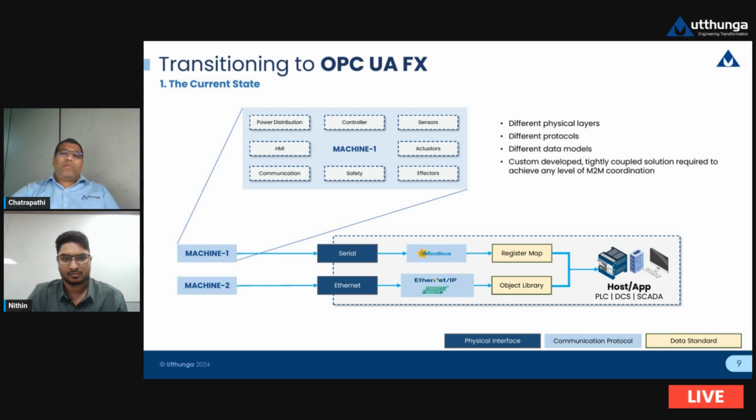So, if you want to achieve any level of coordination between these two machines, you need to design a very tightly coupled custom solution. Based on that specific register map, you are trying to map the variables into your application, and then similarly you are trying to do the same from the other machine, and based on that you are building the logic to do specific use cases where you can achieve some level of coordination between these two machines.